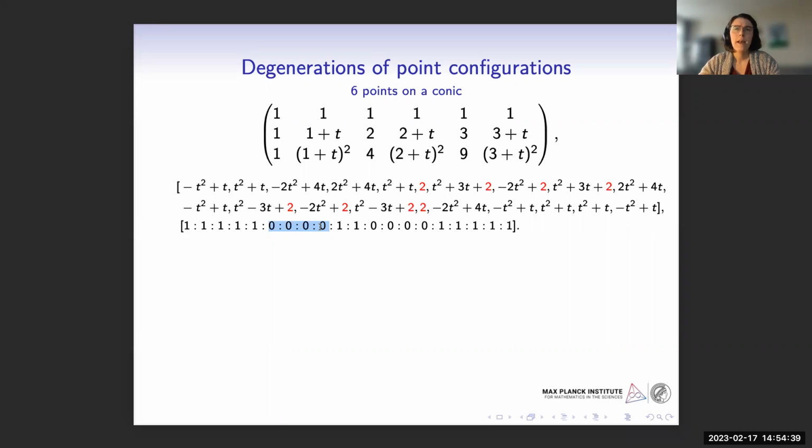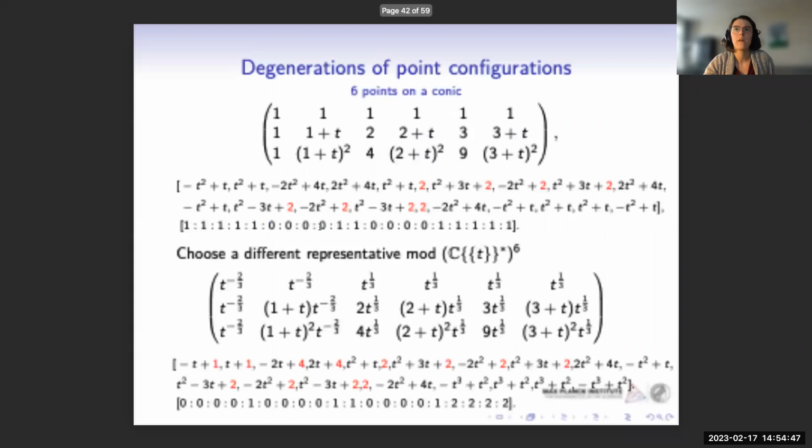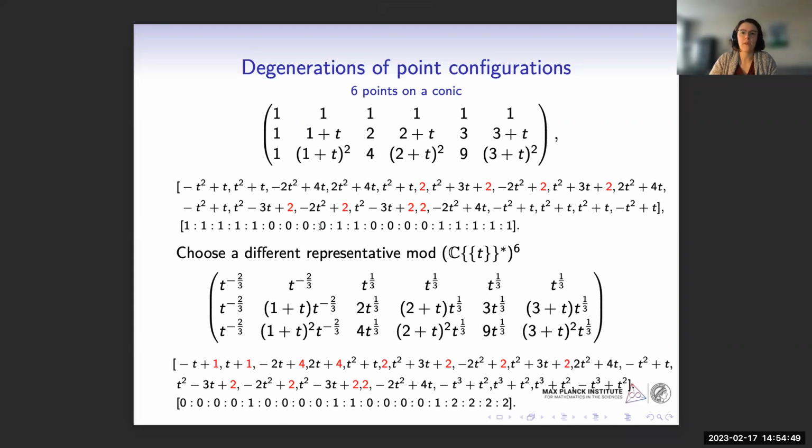But of course, I have projective points that I actually start with, right? I have 6 points in projective space. So I can choose different column scaling for my points, so I can choose a different representative modulo the torus action. One that might not look quite as nice as the one that we see here, right? And I can do exactly the same thing again.